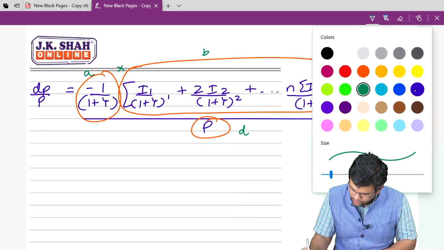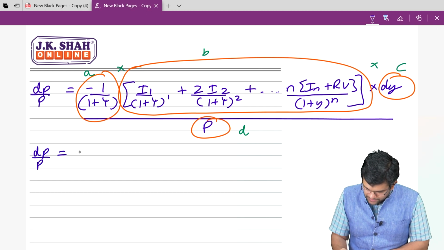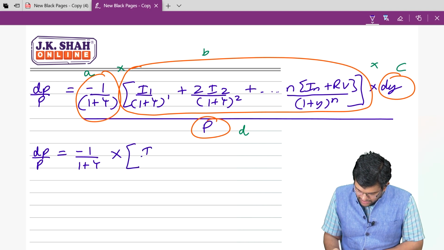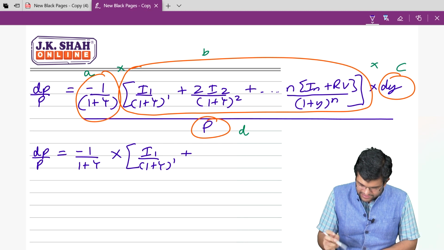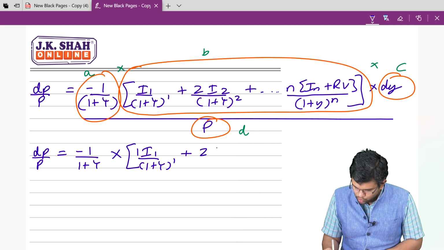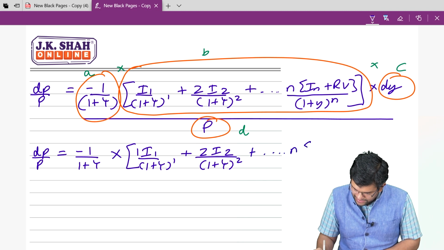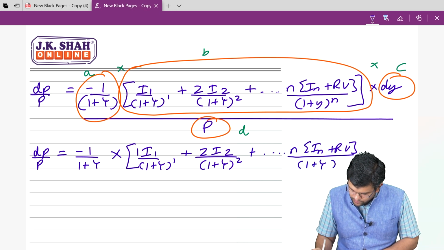So children, what I will do now is I'll just write down here dp by p is equal to minus 1 upon 1 plus y into, now children, this particular bracket I1 upon 1 plus y raised to 1. This I1, children, can I say I can write it as 1 I1 also, doesn't matter, correct? Because this 1 is there, not there, doesn't matter. So just write down here 1 I1 upon 1 plus y raised to 1 plus 2 I2 upon 1 plus y raised to 2 plus n I n plus rv the whole upon 1 plus y raised to n.